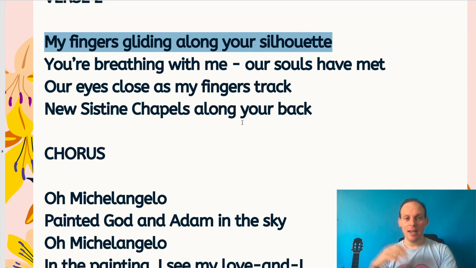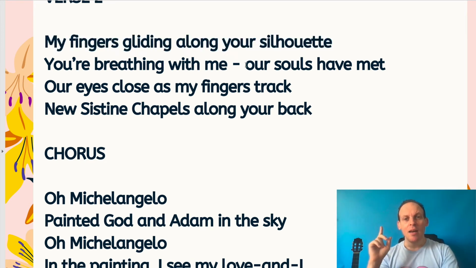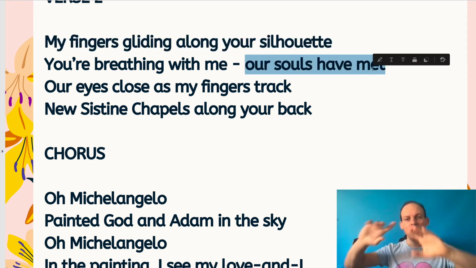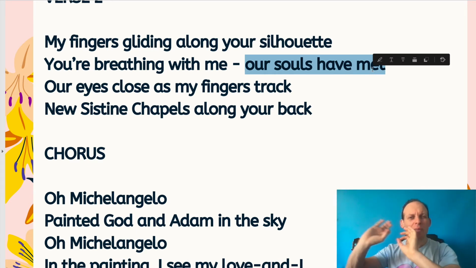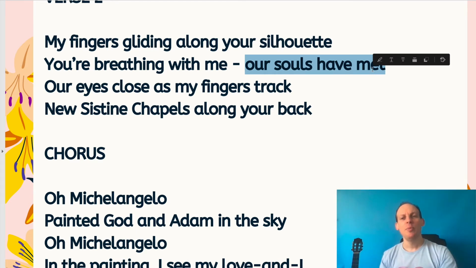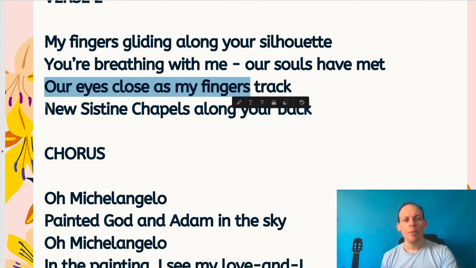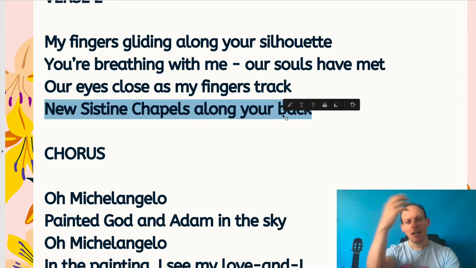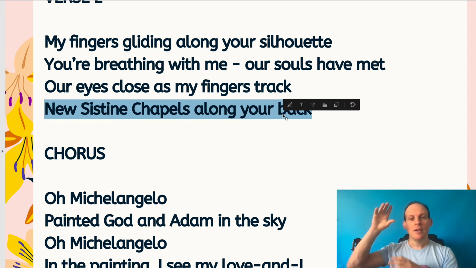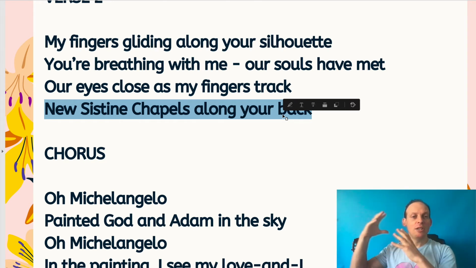So the poem reads like, this is the middle of the poem, "My fingers gliding along your silhouette, you're breathing with me," and here's the line, "Our souls have met." So this moment where that touch, the almost touch, this is almost the soul's meeting, right? And the next two lines are really lines that I like. Also took me forever to come up with them. "Our eyes close as my fingers track new Sistine chapels along your back." Almost like that caress paints new Sistine chapels. If you're not aware, the Sistine Chapel is where the original creation of Adam is.